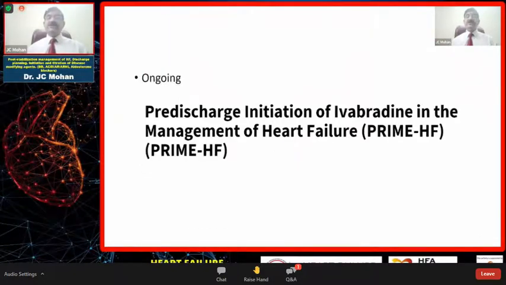However, there is a trial going on called PRIME-HF, which is in the USA, which is pre-discharge initiation of ivabradine in management of heart failure. And as of now, the results are not available.